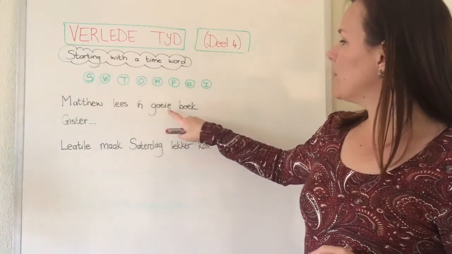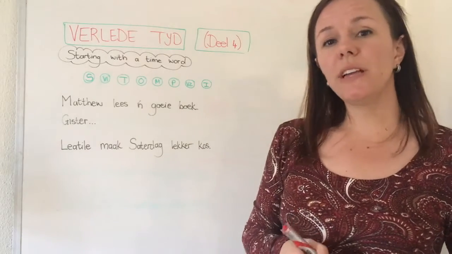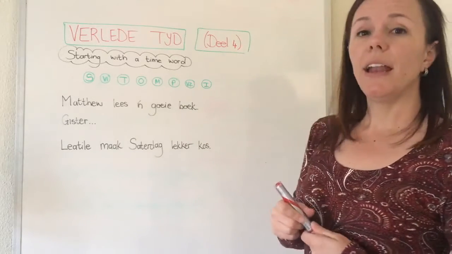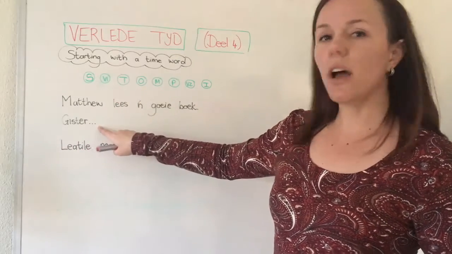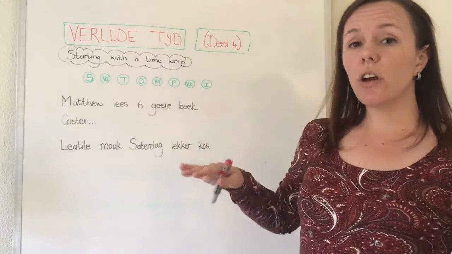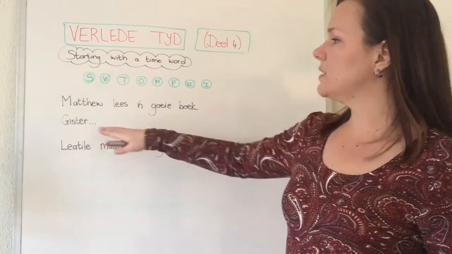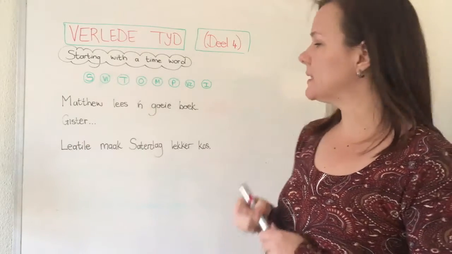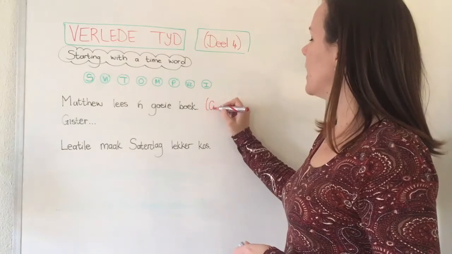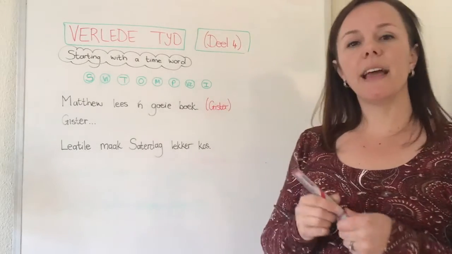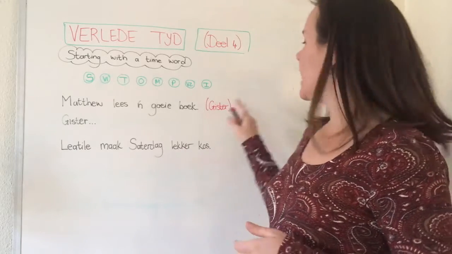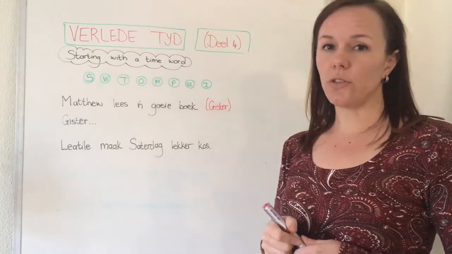Matthew lees 'n goeie boek. Matthew is reading a good book. Now I can either do this, gister ... means you need to start your sentence in the past tense with gister, which means yesterday, or I will write it in brackets at the end of the sentence like that to indicate to you that that is the time word you need to start with.